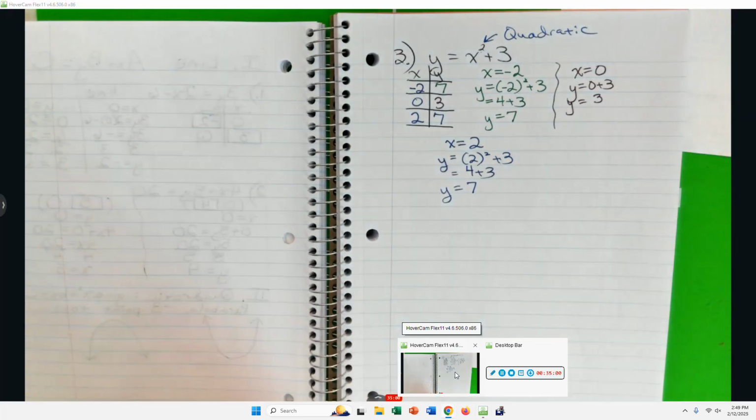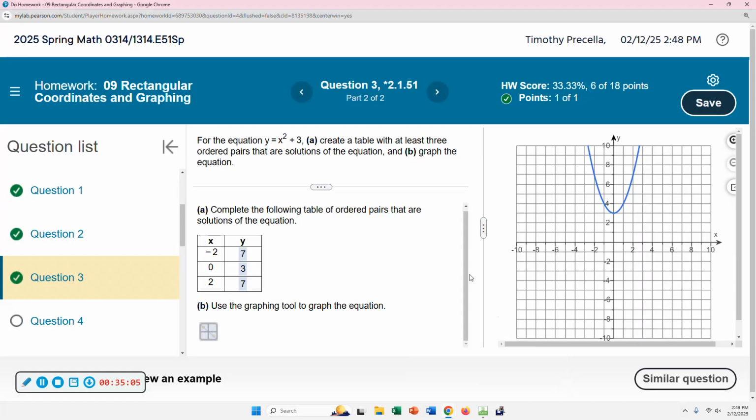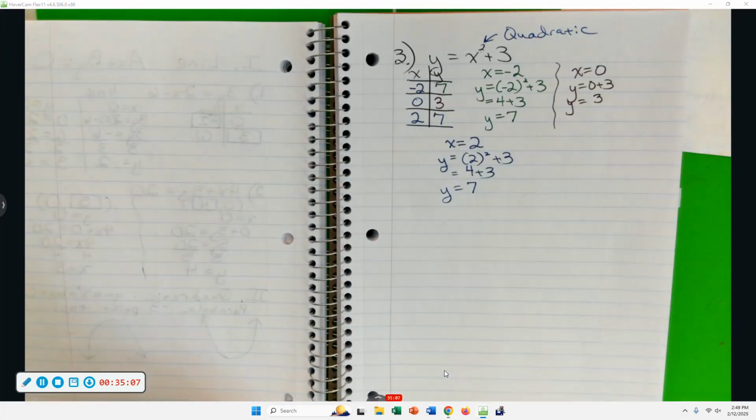Any questions? You've got to know which graph or which tool. How did he know quadratic on this? The x squared. Okay.